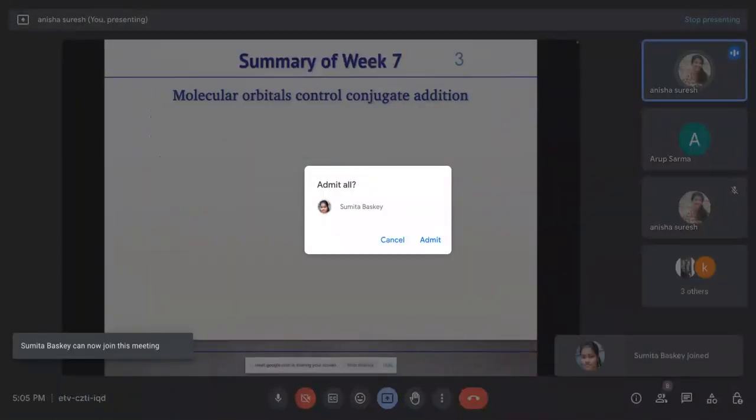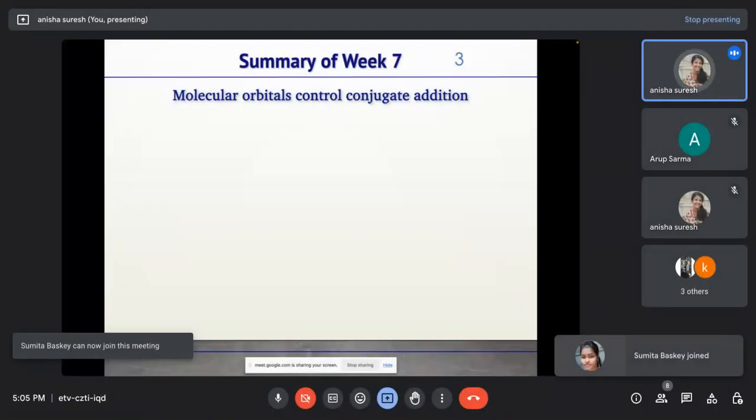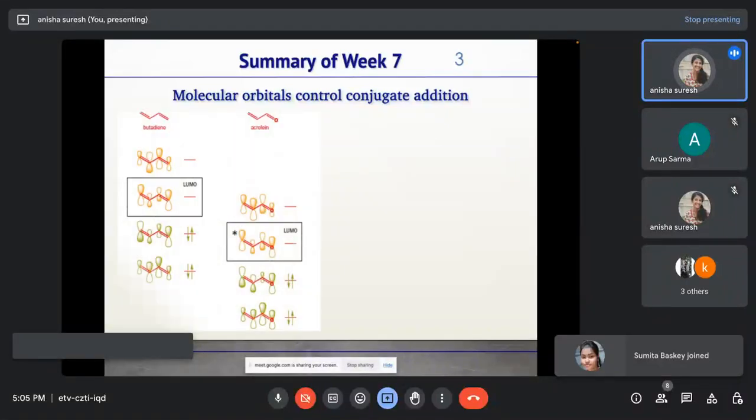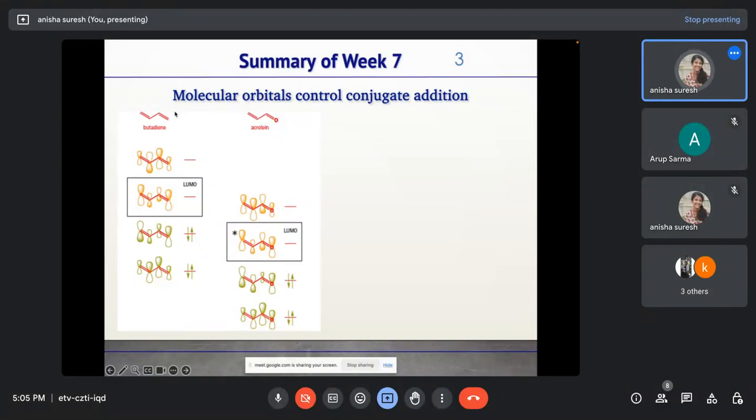Now coming to the molecular orbital diagrams, which control the conjugate addition. Here the molecular orbital diagrams of butadiene and acrolein are given. They differ just by the presence of an oxygen atom instead of this carbon atom in butadiene. Acrolein differs by the presence of this oxygen atom instead of a carbon atom in butadiene. So here are the molecular orbital pictures of butadiene.